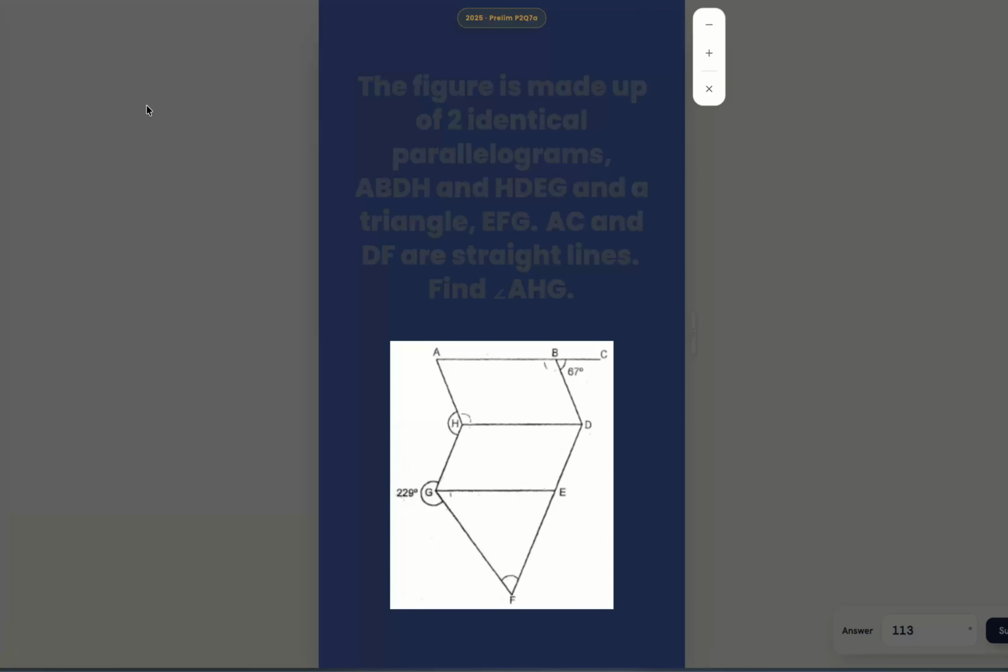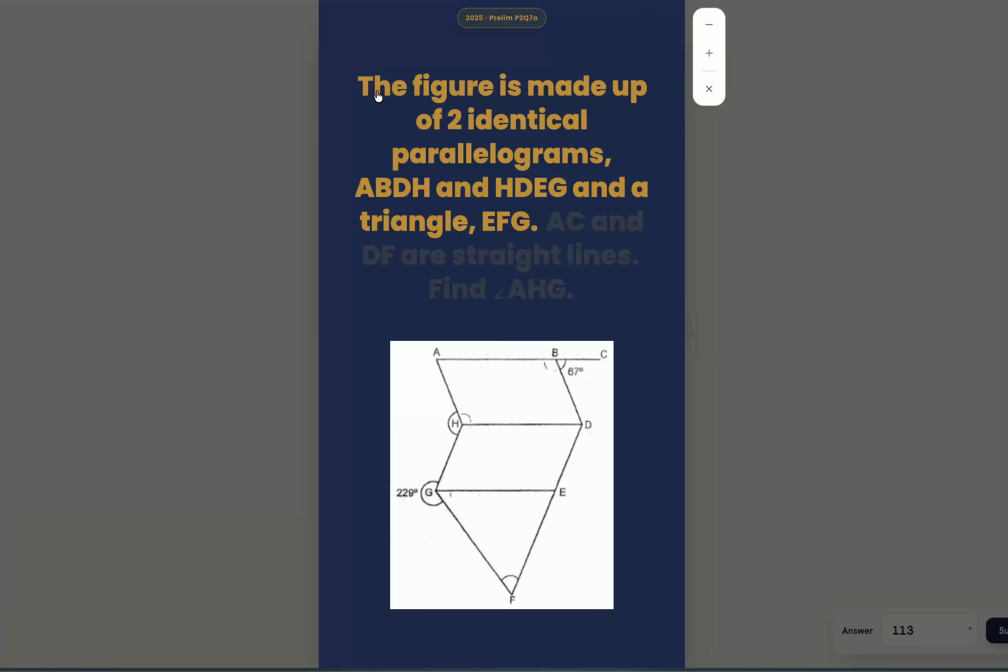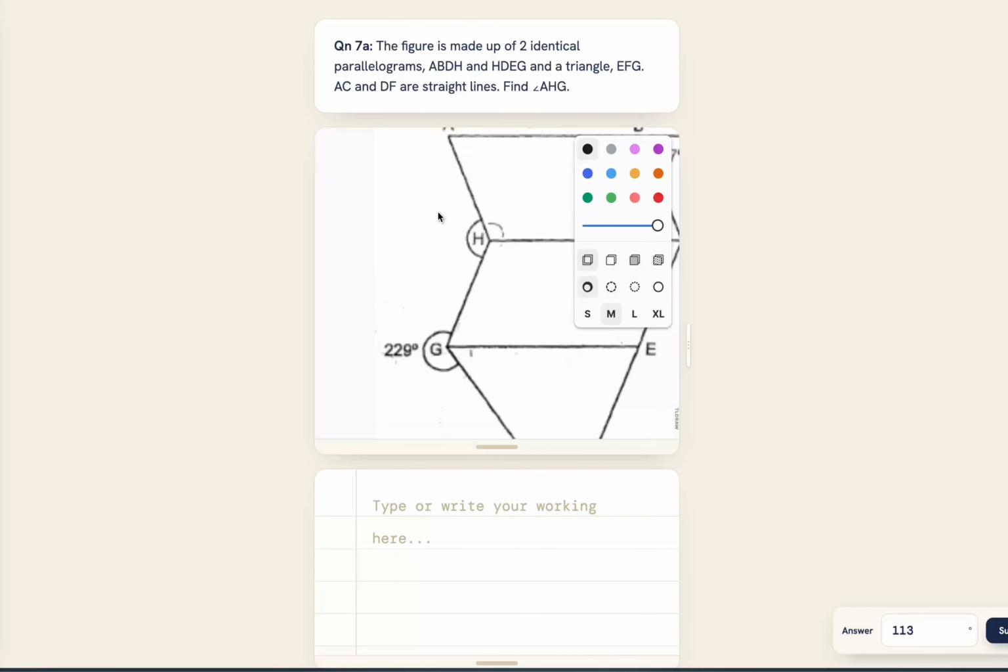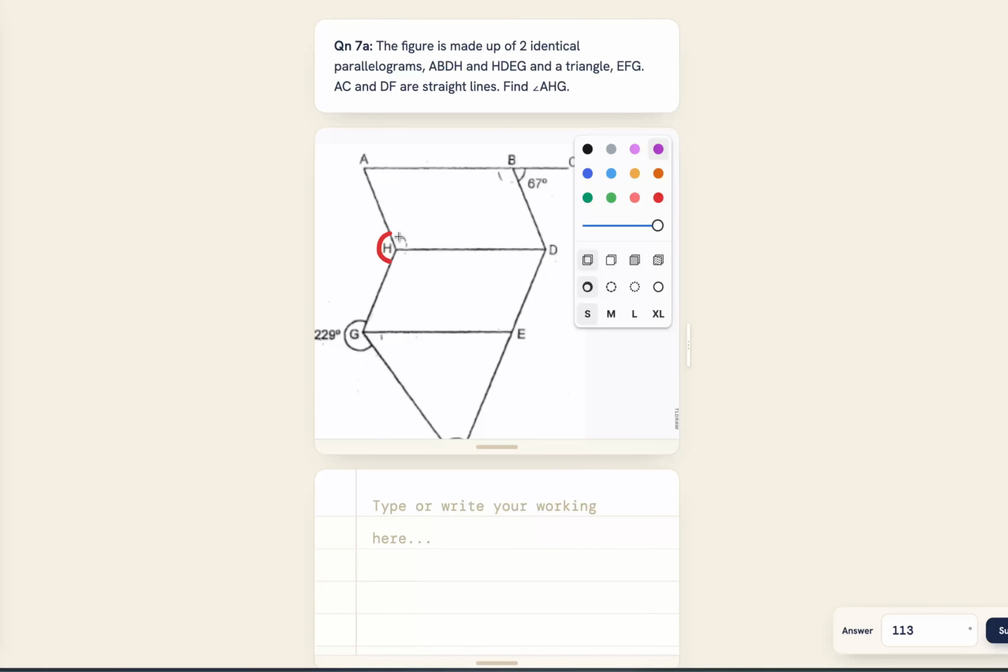Question 7, part A. The figure is made up of two identical parallelograms, ABDH and HDGE, and a triangle EFG. AC and DF are straight lines. Find angle AHG. So AHG is this red part over here. That means we need to find two angles, this one and also this one. So angle AHG is basically 360 minus angle GHD, which is in purple, and minus angle AHD, which is also in purple.